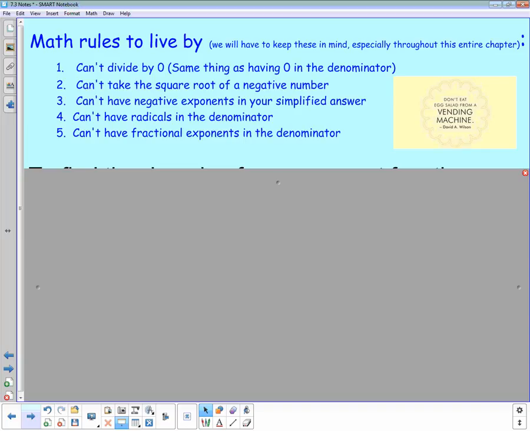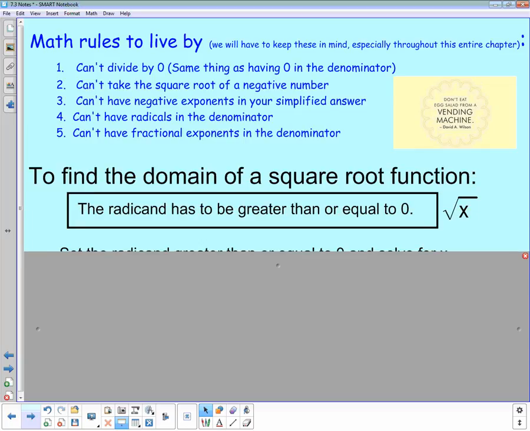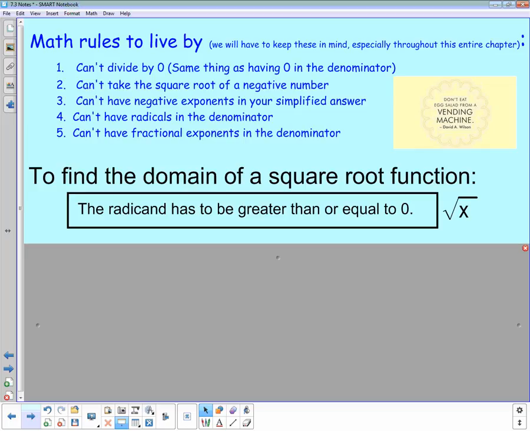And number 4, we cannot have radicals in the denominator. And number 5, we shouldn't have fractional exponents in the denominator. So these are just a couple things we need to keep in mind for this unit, just so we get the correct answers.